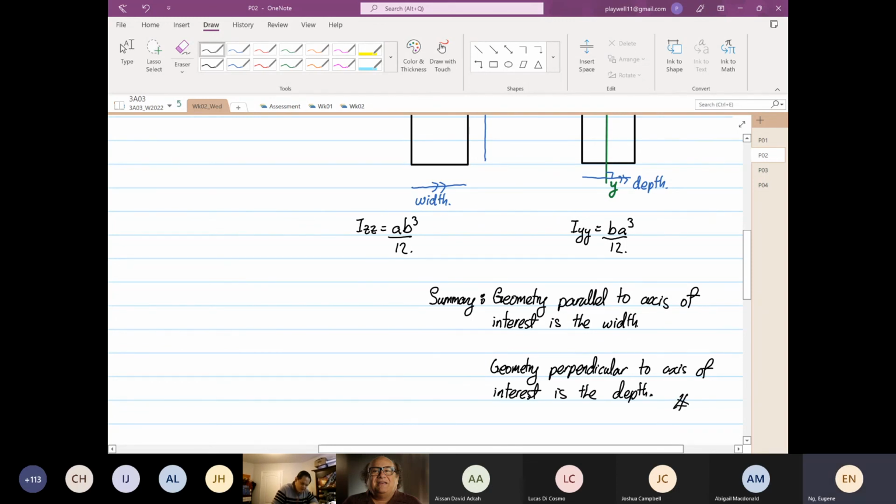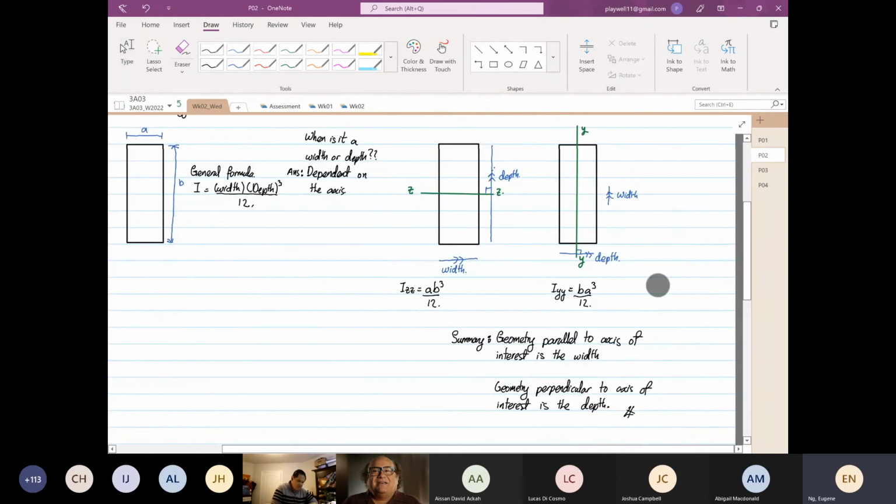Okay, so this is how I think, so that I will not make mistakes. If I don't follow these rules, I tend to make this sort of mistake. Doesn't mean there are two depths. It depends on the axis that you are looking at.